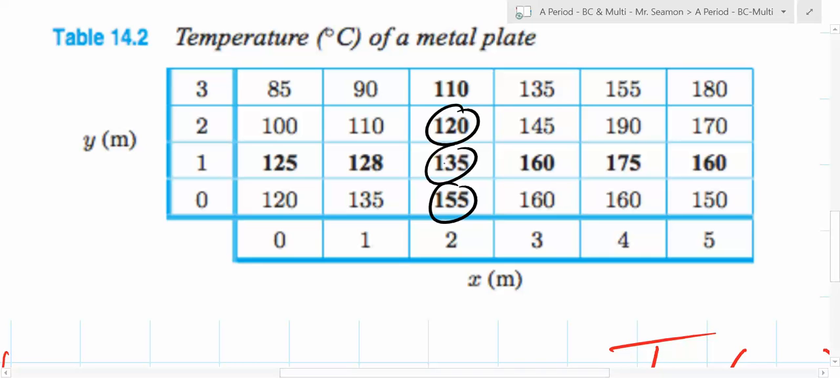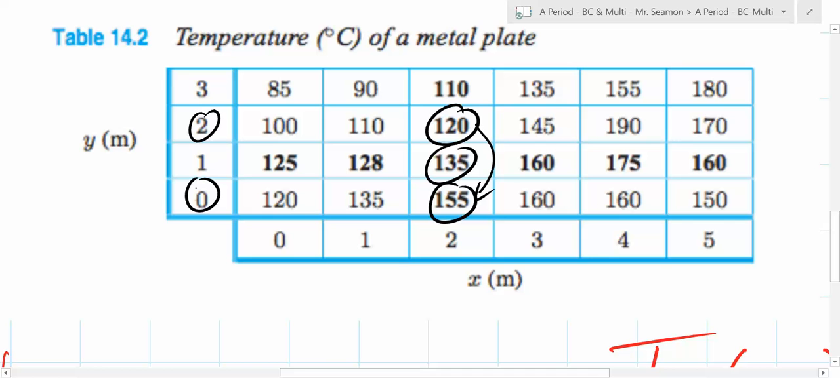You don't have a function, so there's no definitive way to get the actual instantaneous rate of change. But it definitely should be negative. So if you do 120 minus 155, you get negative 35, right? And you go from 0 to 2, so divide by 2, and you get negative 17 and a half.